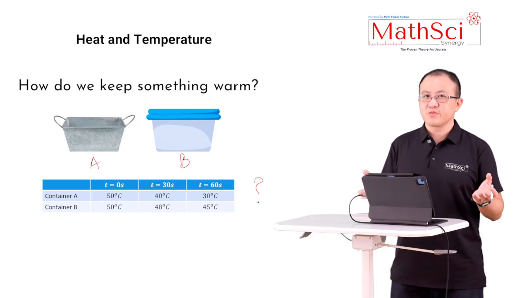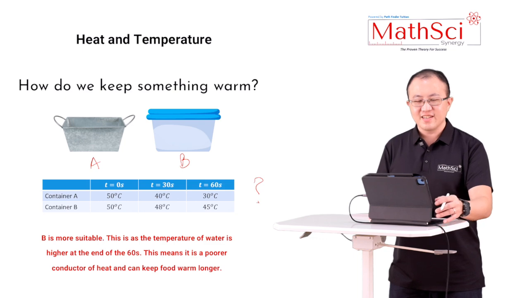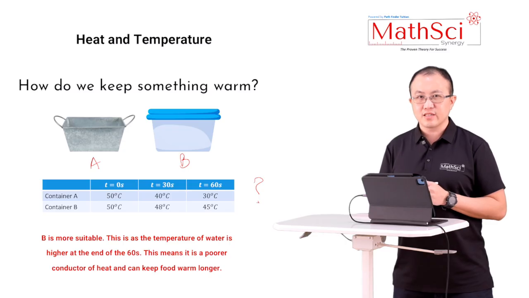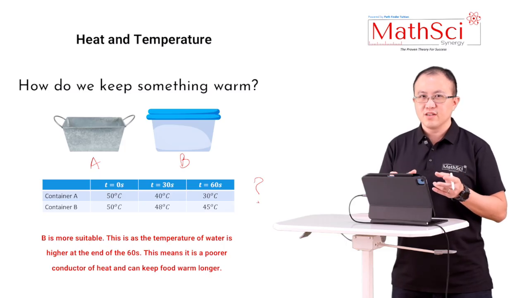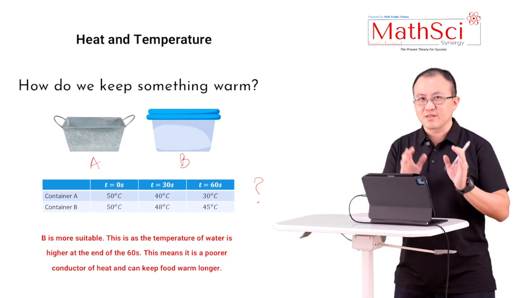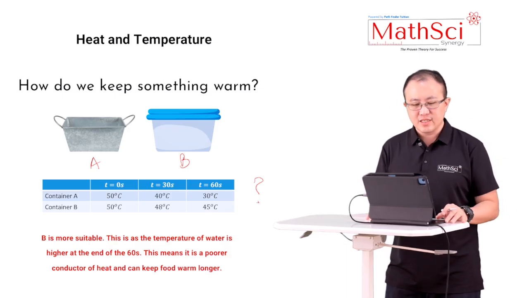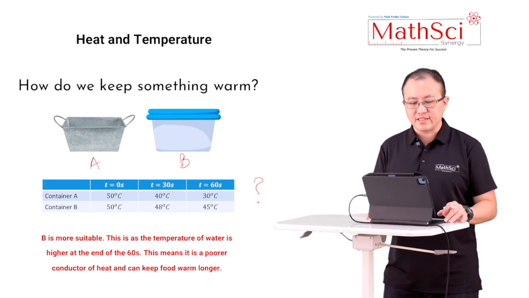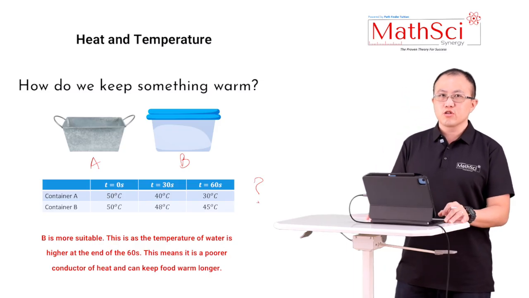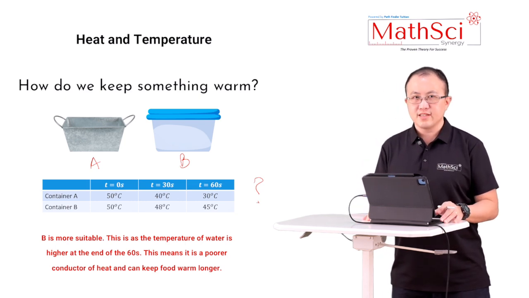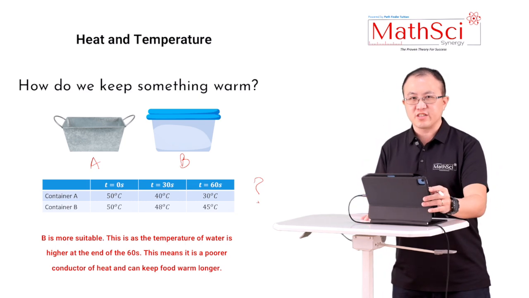I believe the answer is pretty obvious, that we will take B. The reason is that it is clear from the data given to us, which you need to talk about. In a science question, normally they will give you data like this, so you want to really talk about the data and use it to support your claim. So in this case, B is more suitable. Why? Because the temperature of the water is higher at the end of the 60 seconds. This means that it's a poorer conductor of heat and can keep food warm longer. So talk about the data, make your conclusion, and then decide on why you want to use that. This is a really common question in heat and temperature.